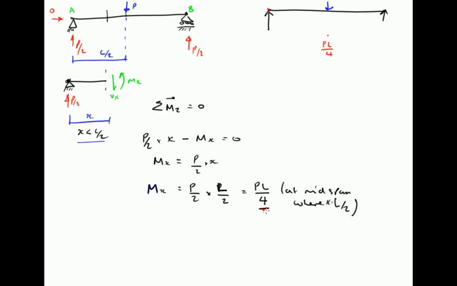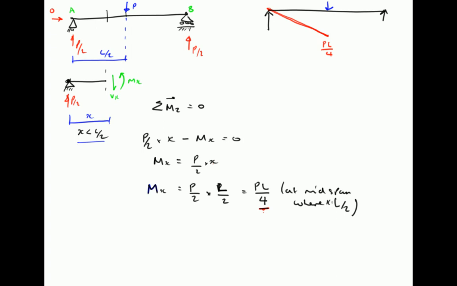Okay, and also we know that as X linearly varies, the power of X is raised to the power of 1, so it's not an X squared term, for example. So we know that that's a linear equation, so that linearly varies to PL divided by 4 as we move along the beam to this point here.